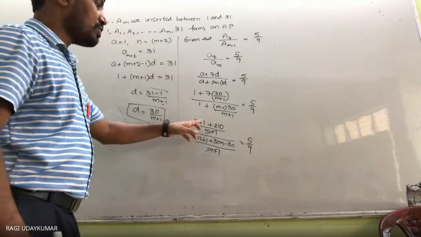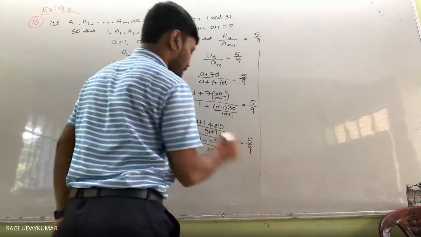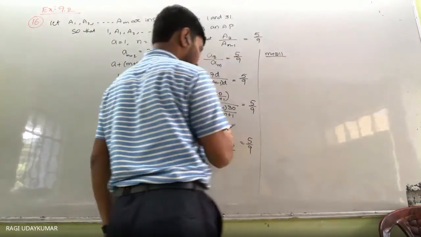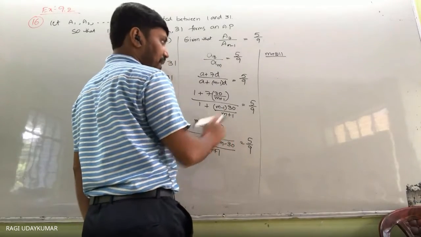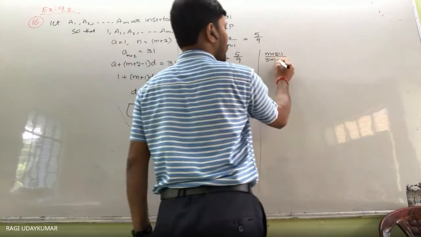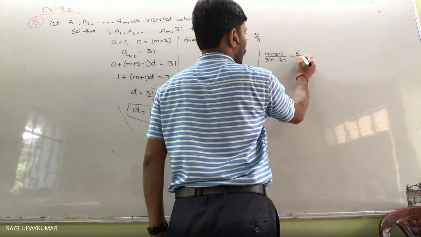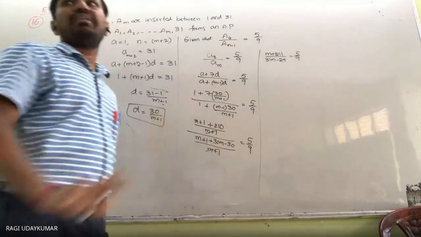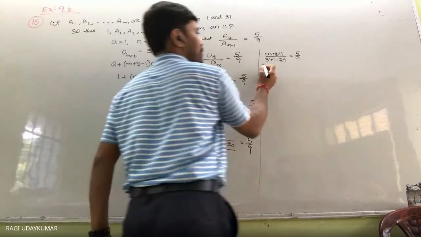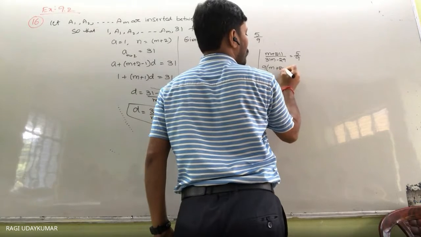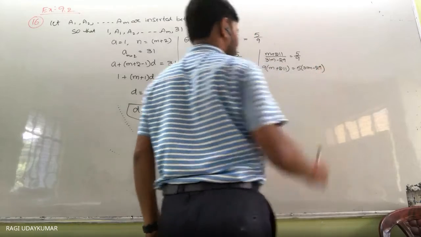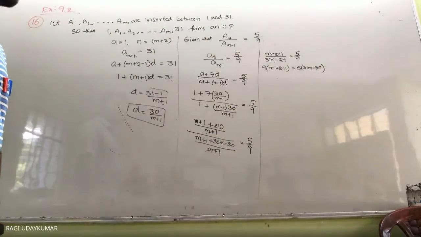Okay. So now what are you going to get here? m plus 211, that is 210 plus 1, and 31m minus 29, is equal to 5 by 9. Just you have to simplify it. Cross multiply and find out the m value. That you can do, but okay, let us do. 9 into (m plus 211) equals 5 into (31m minus 29). Is there any easier way to do this problem, simplification?